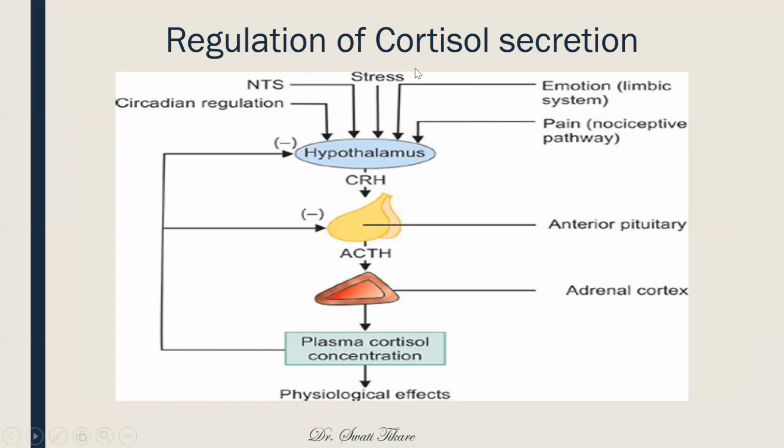So all these stresses act on the hypothalamus to release corticotropin releasing hormone, which acts on the anterior pituitary to produce ACTH, which further acts on the adrenal cortex. ACTH acts on the adrenal cortex to release the hormone cortisol. So this brings about the physiological effects and also the negative feedback. So the basic regulation of cortisol secretion is via a negative feedback mechanism.